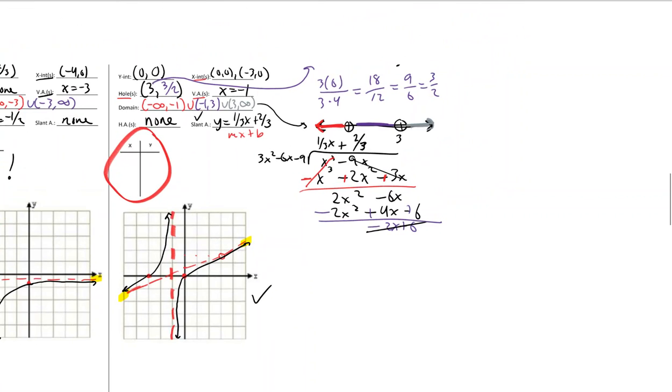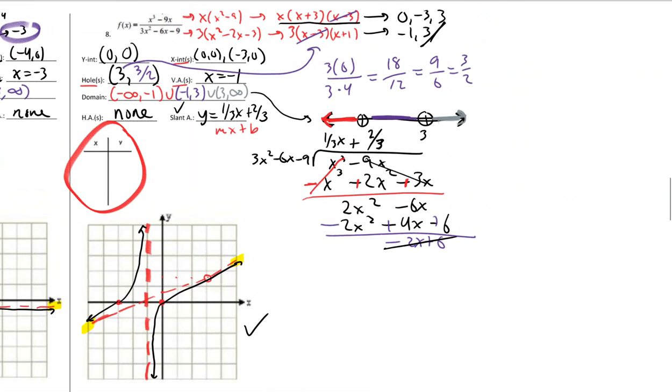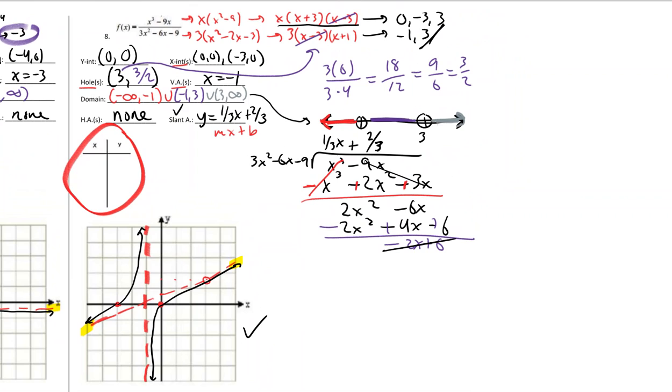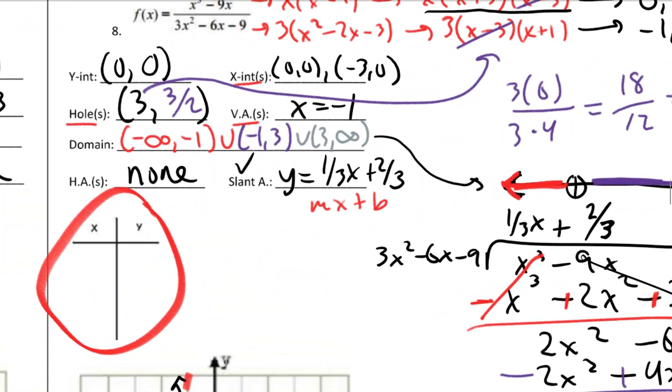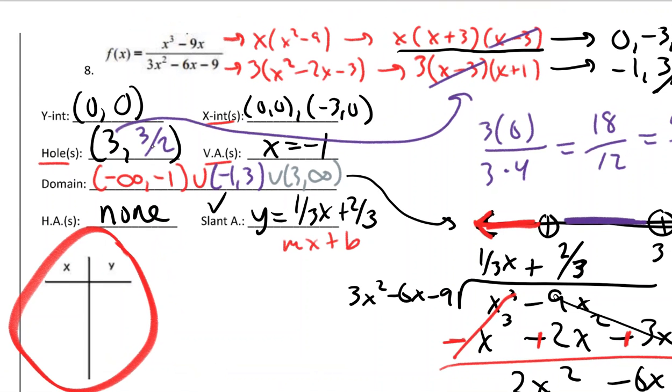Okay, so which or any of these parts do you guys want me to explain again? Can you explain how you got 2/3 for the y value of the hole? I mean 3/2. Sure. So you're okay with the 3 value? Yeah. Okay, so the y value of the hole comes from plugging in the x value of the hole into the reduced function.